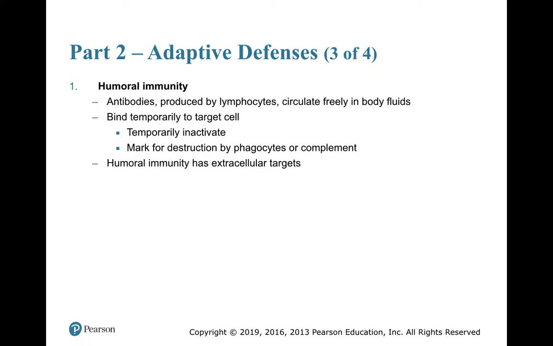Those antibodies, for the most part, are released by plasma cells, which are mature B lymphocytes, and circulate freely in our body fluids. They will bind to target cells, and that binding has multiple effects, but it can, in some cases, inactivate a target if it's a toxin, for instance. And in other cases, it can mark the targets for phagocytosis or by attaching complement to it. So it acts as an opsonizing agent as well. Humoral immunity has extracellular targets. Those antibodies need to bind to things that are outside or on the surface of cells.